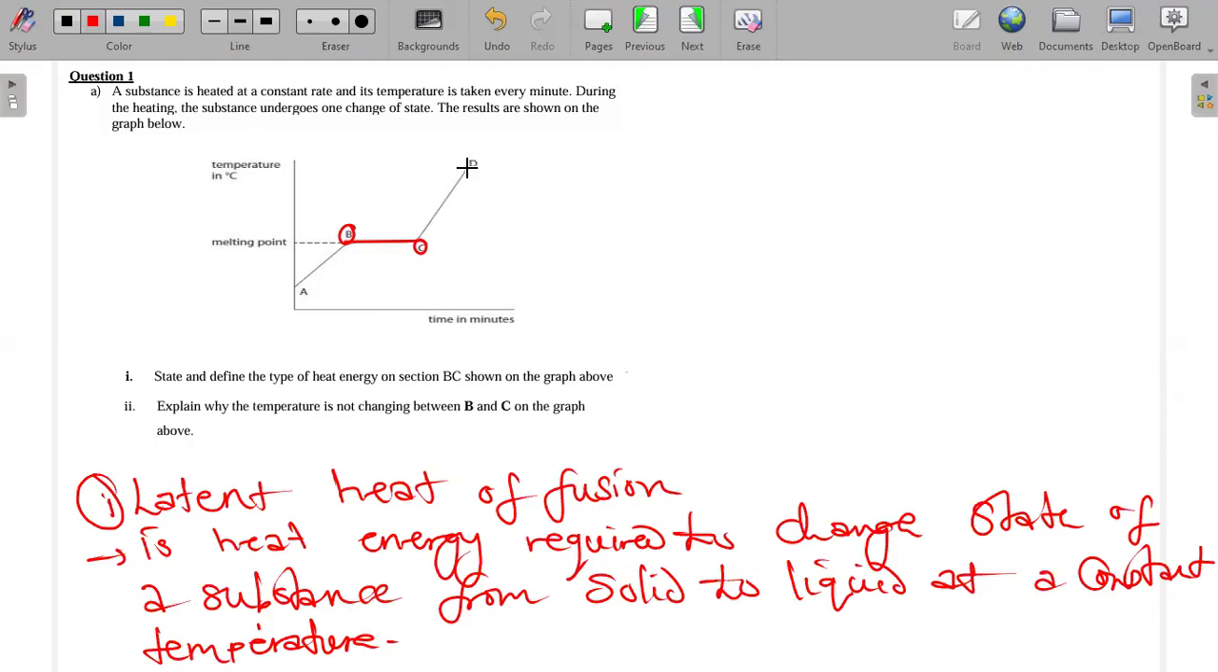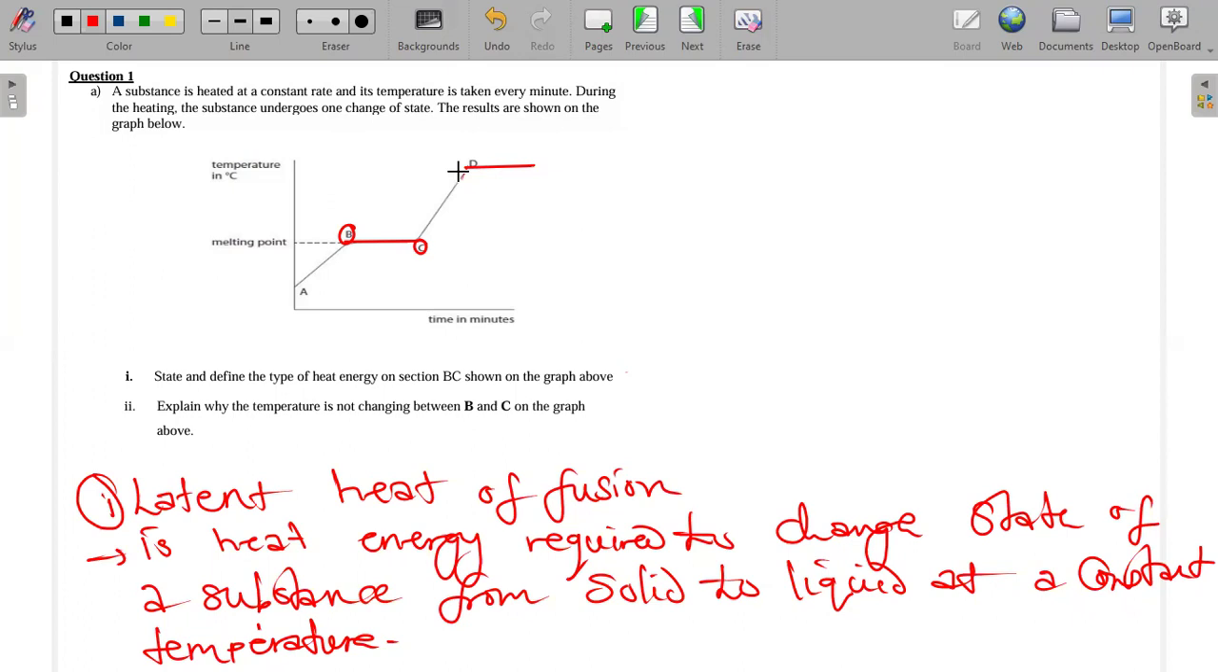If our graph was extended here, you're going to notice we're going to have another latent heat here, but this latent heat is the heat energy that is required to change the state of this particular substance from a liquid to a gas. And this is also taking place at a constant temperature. If it's water, it's going to take place at the boiling point of water, which is 100 degrees Celsius. As simple as that. So that is about part one.